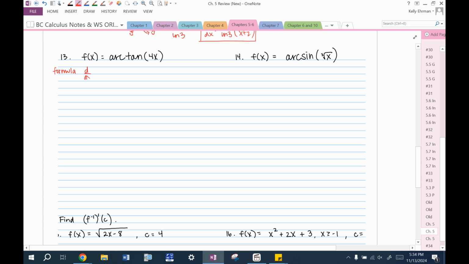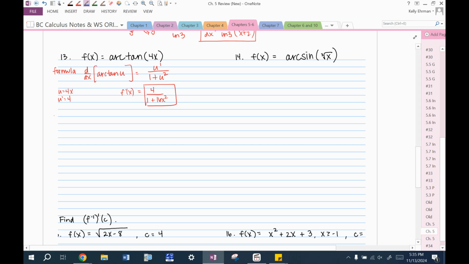It's the derivative with respect to x of arctan of u is equal to u prime over 1 plus u squared. And so in this case, u is 4x. du/dx, which is u prime, is equal to 4. And so my answer would just be 4 over 1 plus 4x, the quantity squared, which is 16x squared. That's it. That's the answer for dy/dx, or f prime, I should say.